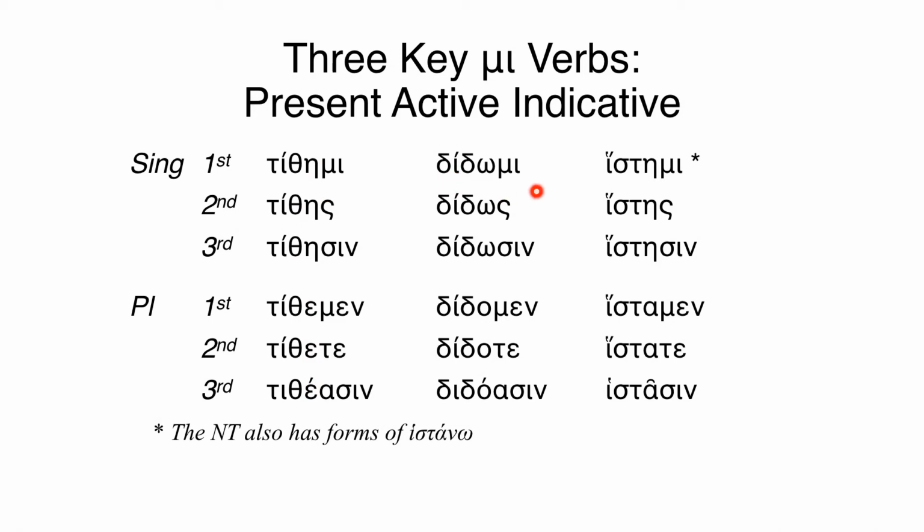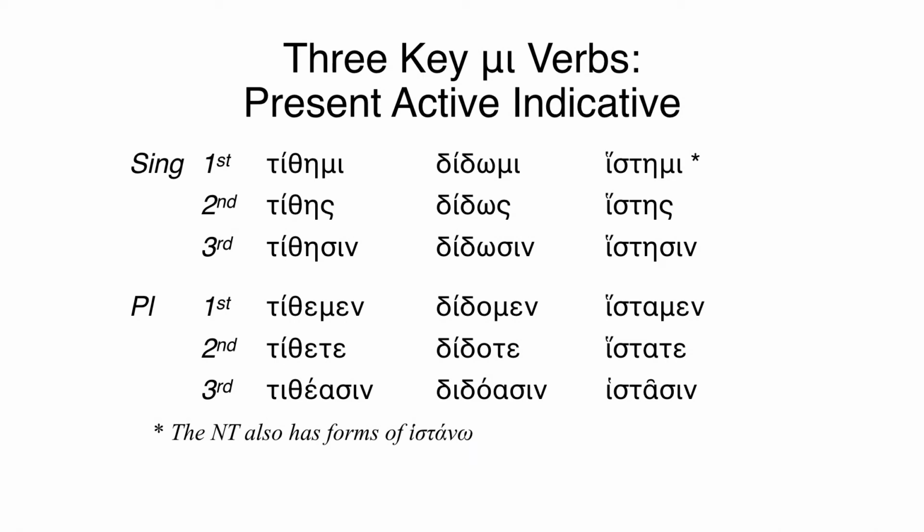We have didomi, didos, didosin, didomen, didote, didoasin. And then histemi, histes, histesin, histamen, histate, histasin. Noting that the first person singular form can also appear as histano in the New Testament.